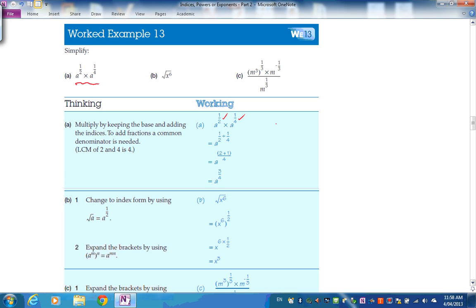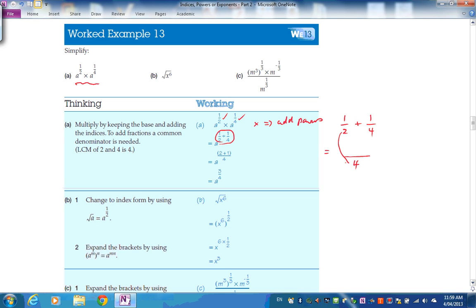But in this particular case, all we're interested in is simplifying it. So multiplication implies add the powers. Okay, so let's add them. A half plus a quarter. Do you remember how to add fractions? This is a problem, a half plus a quarter. I suppose you could do it on the calculator. Or you could say, what's a common denominator? They both go into 4.